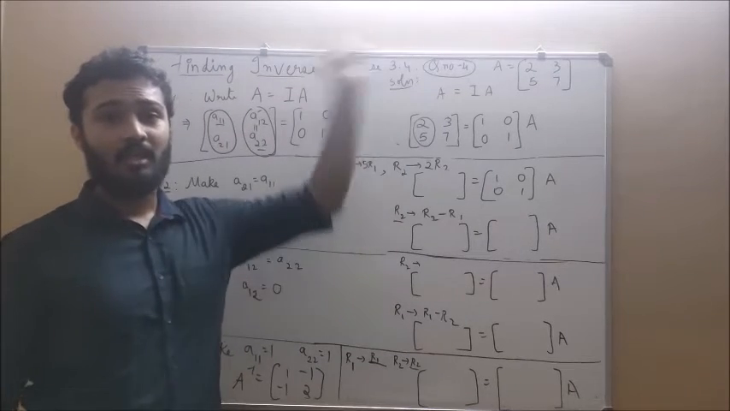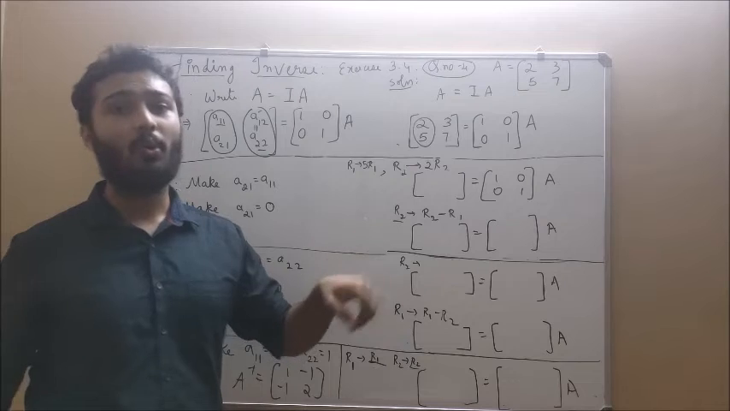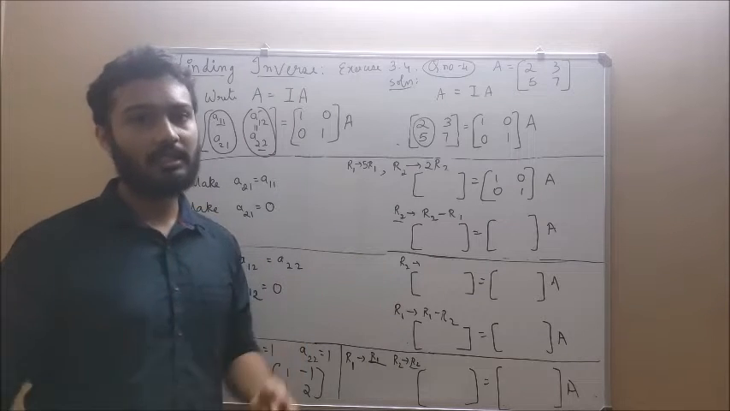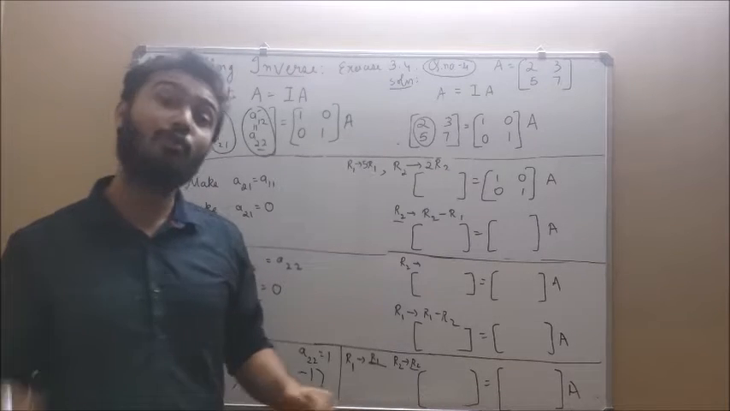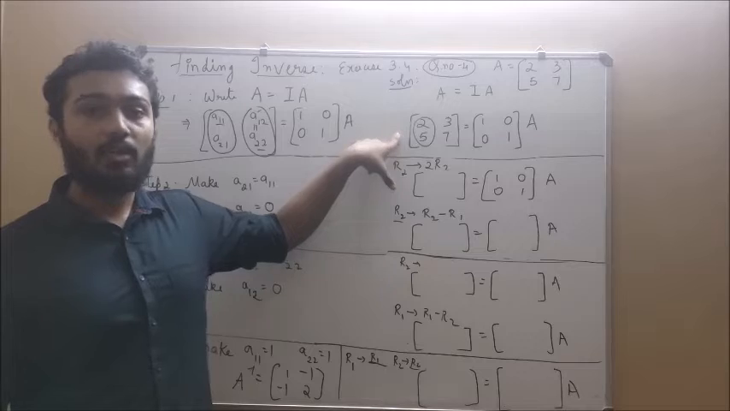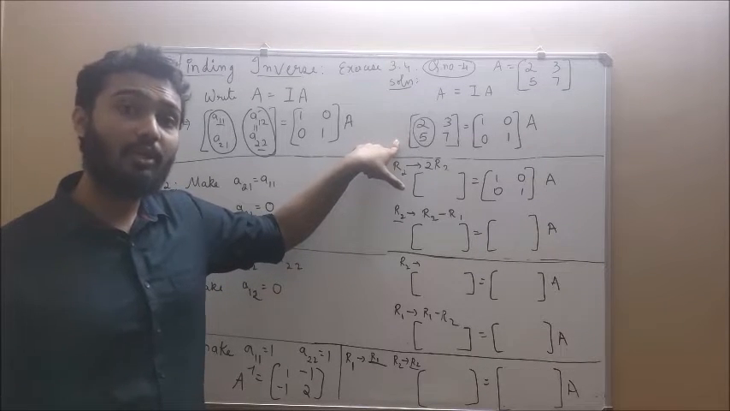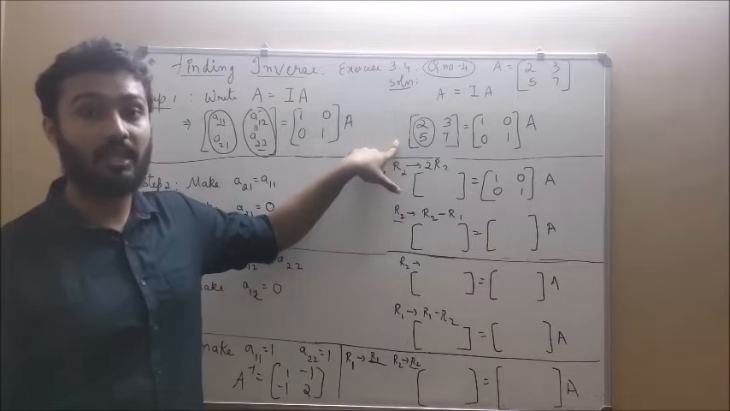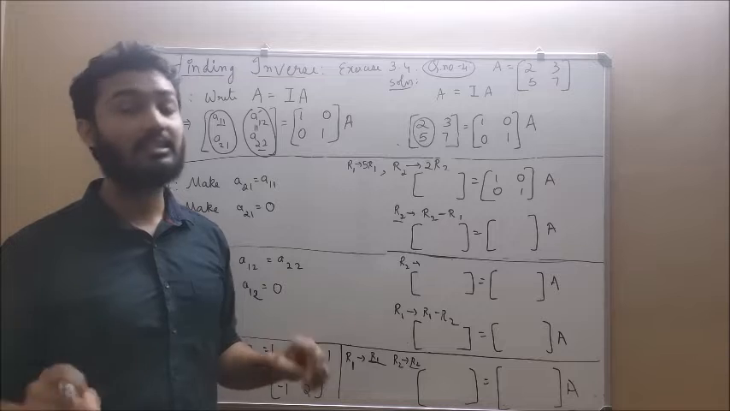Now look here. In the previous one, an element was 1, so we could easily make the other one. Now here we have 2 and 5. How to make them equal? Here we cannot divide or multiply by any number to make them equal. Only what we can do is take the LCM and multiply. This is a bit different sum.